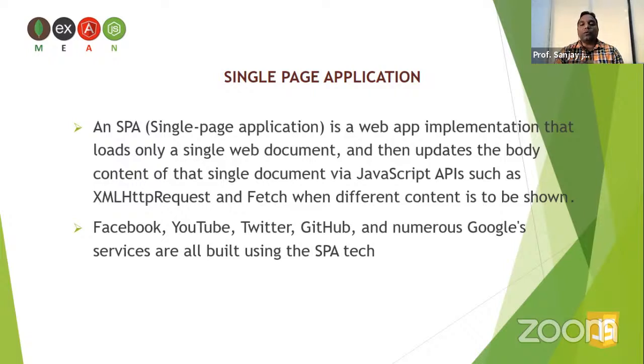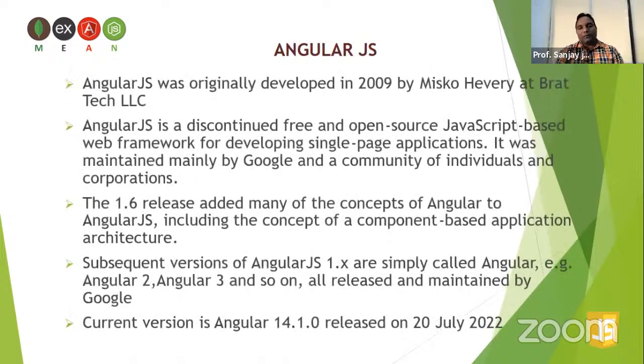So to make it fast, we have a single page application, and that is achieved with the help of JavaScript. Facebook, Twitter, YouTube, GitHub, there are different types of websites we have seen. These are all single page web applications. Even your Gmail, if you have seen it, is also a single page application.